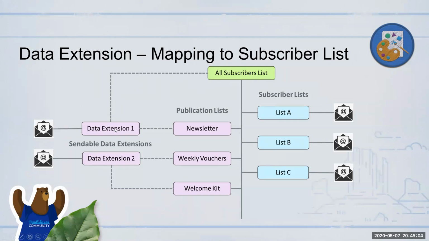It will ask you to choose a list that you want to associate to, because at the end of the day, a list is a subscriber. It's a copy of the all subscribers list, with the same data structure. So it will give you two options. Either you can map it directly to the all subscribers list, or you can map it to a list structure. That specific list that maps to a data extension is called a publication list.